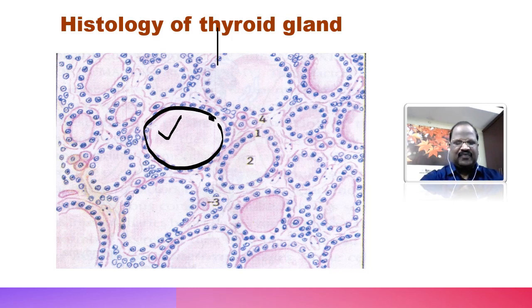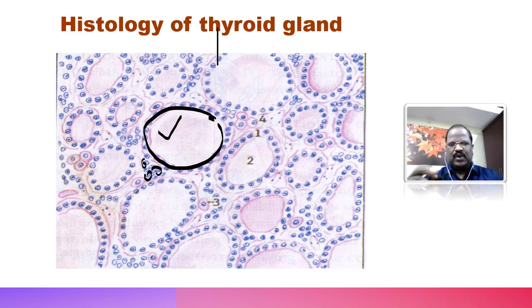In between the follicles, there are some small cells. These cells are called parafollicular cells. The parafollicular cells cause a release of calcitonin. Calcitonin is a tumor marker for medullary carcinoma of the thyroid.